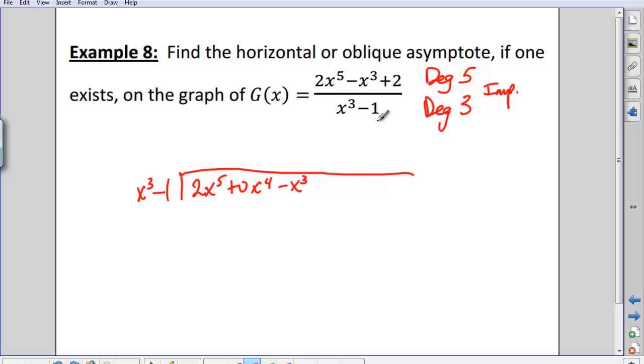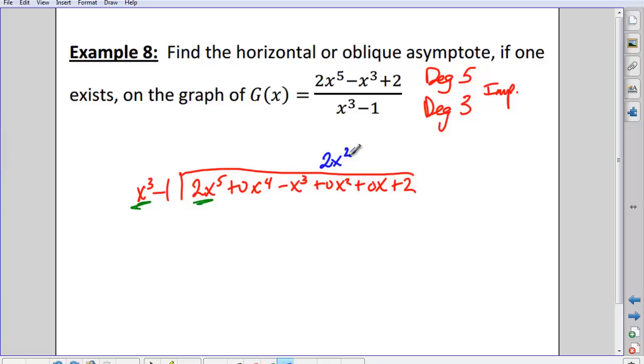Minus x cubed. We're missing an x squared. We're also missing an x term. And then our plus 2. So let's kick this thing off again, starting with comparing x cubed to 2x to the 5th. You need to multiply x cubed by a 2x squared to get 2x to the 5th.